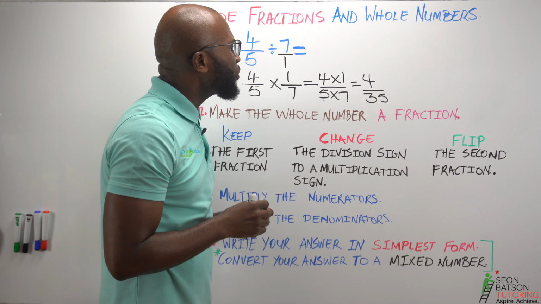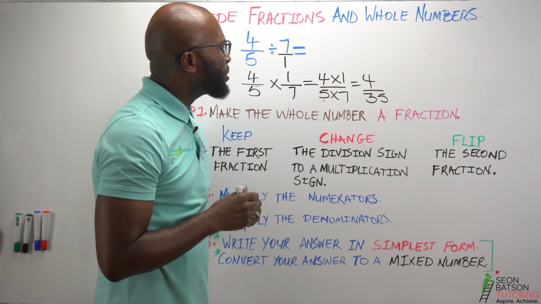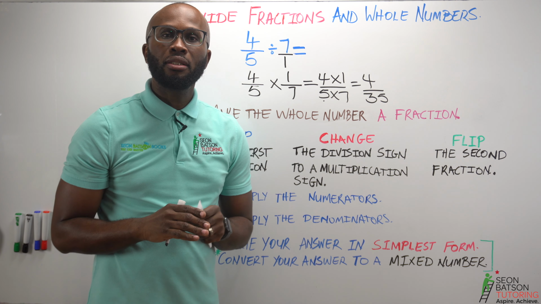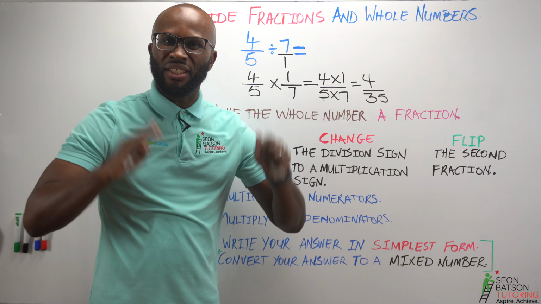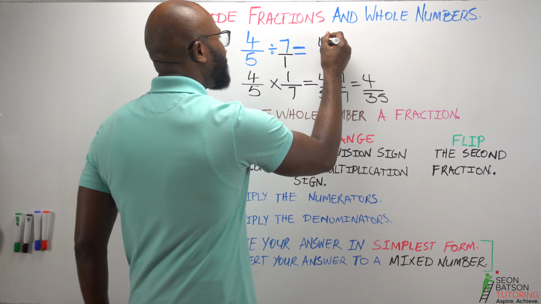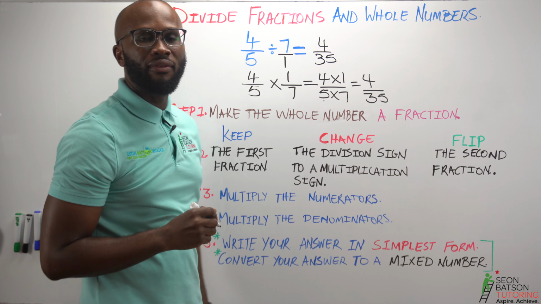And whenever the greatest common factor for the numerator and the denominator is 1, that simply means that our fraction is already in its simplest form. Yes? So our final answer here is 4/35.